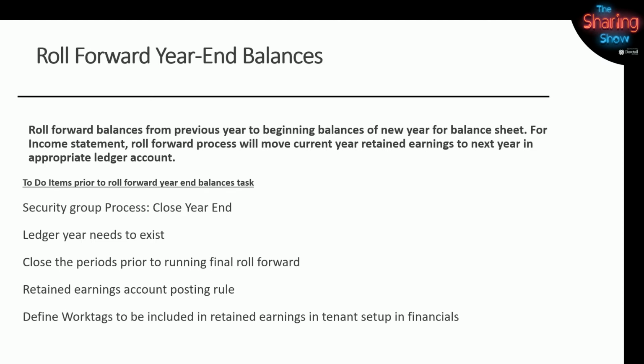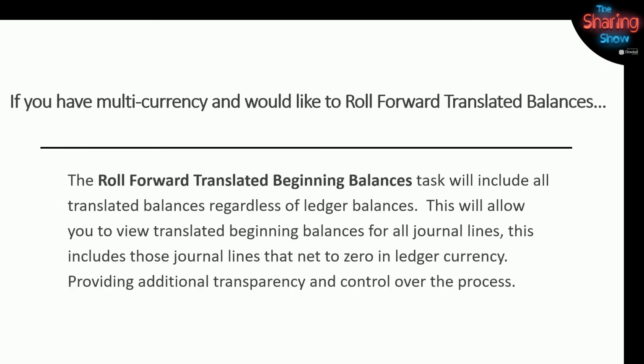That is important. And the retained earnings account posting rule set needs to be configured, so that if customers would like to use a different account for the prior year retained earnings, it is set up in the account posting rule set. And also define whether work tags are to be included in the retained earnings, in the tenant setup in financials, if you do decide to do that.